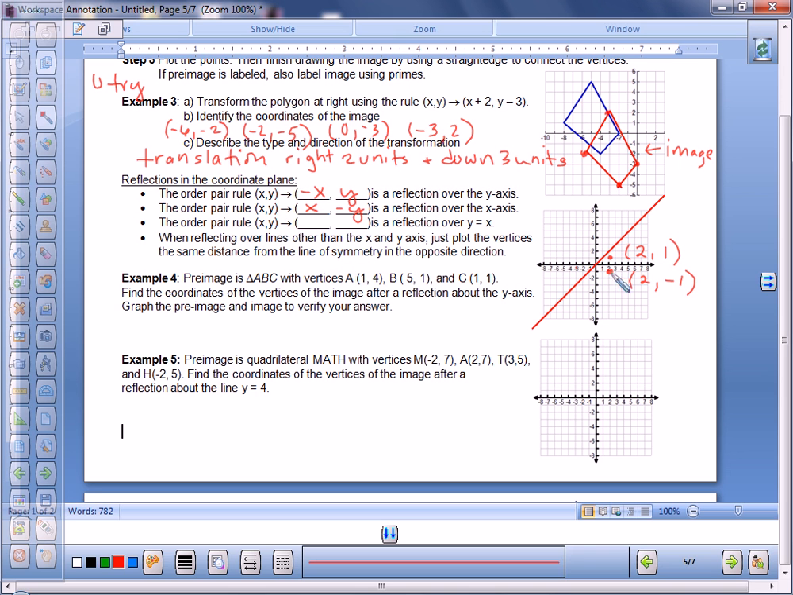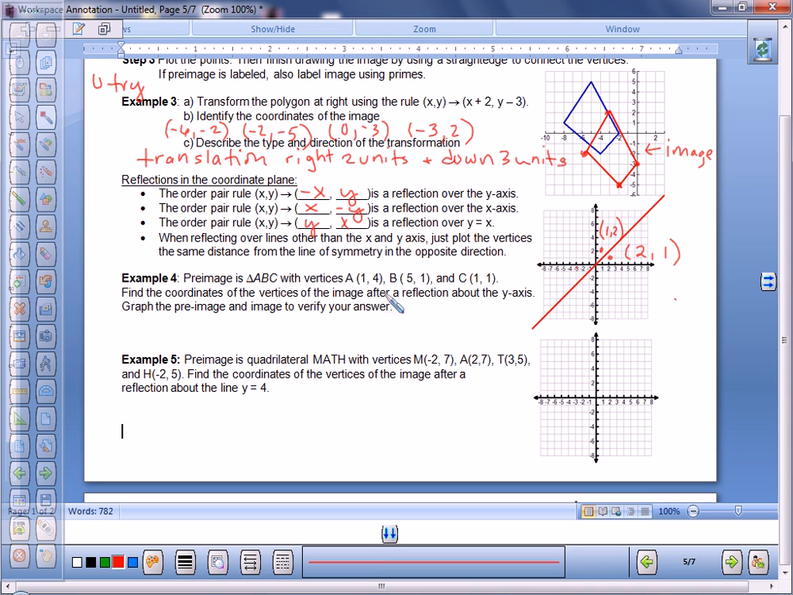Okay, now let's reflect this over this line. So it goes to right here. So (2, 1) went to (1, 2). So what happened? It switched. The x and y switched.